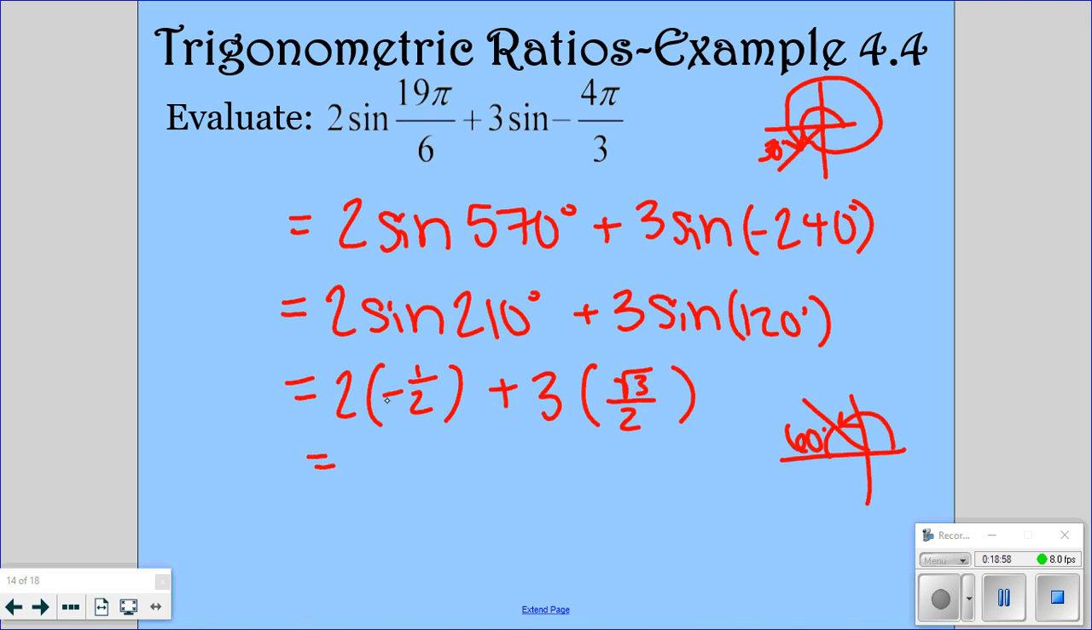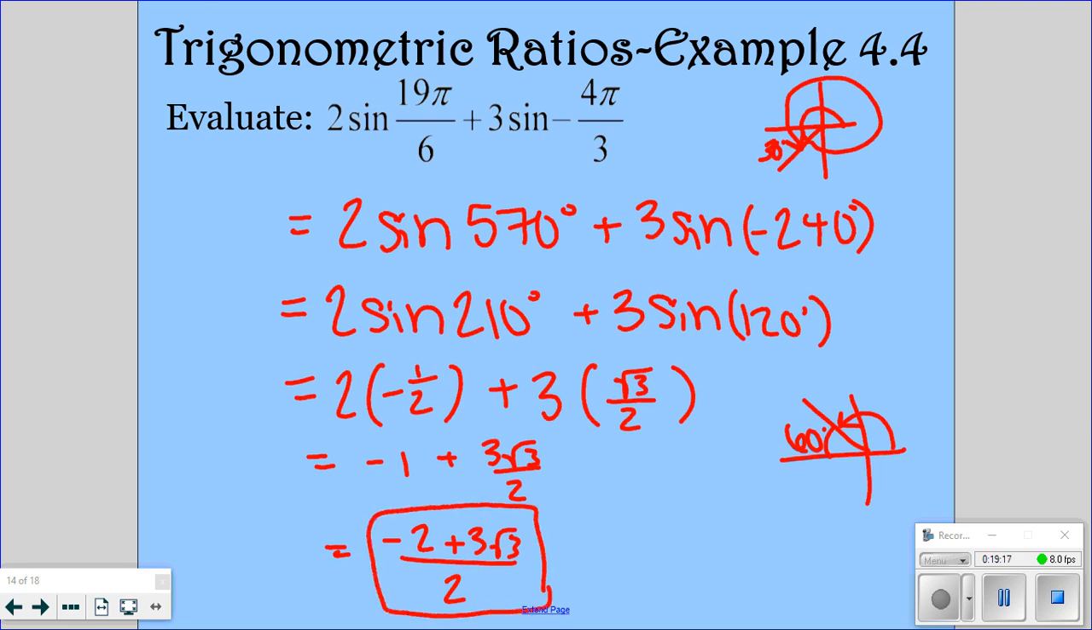So then we distribute. We get a negative 1 plus 3 square roots of 3 over 2. And then make a common denominator of a 2. So we have negative 2 plus 3 square roots of 3, over 2 for your answer. So that's how you can work through those.